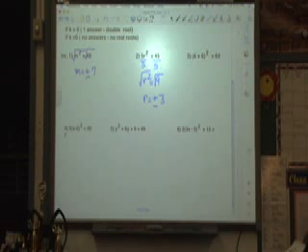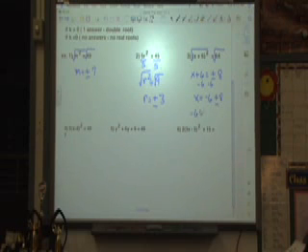Number 3, the perfect square is isolated. Take the square root of both sides, and I get x plus 6 equals plus or minus 8. Solving for x, I subtract 6 from both sides, and I get x equals negative 6 plus or minus 8. So the 2 answers are negative 6 plus 8, which would be 2, and negative 6 minus 8, which is negative 14.